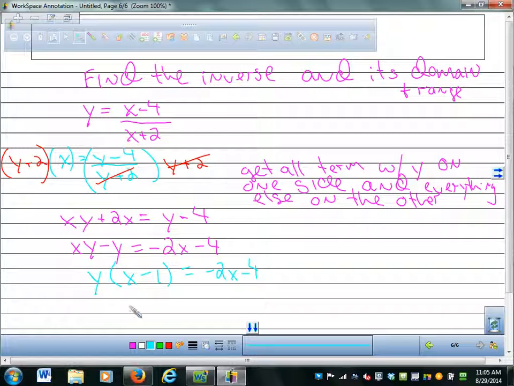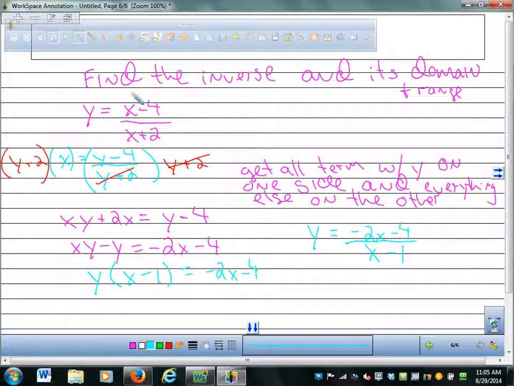Now I can divide both sides by x minus 1, and I get y equals negative 2x minus 4 over x minus 1. Right? And that's the inverse.